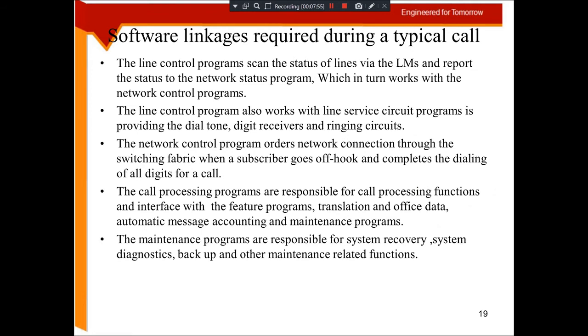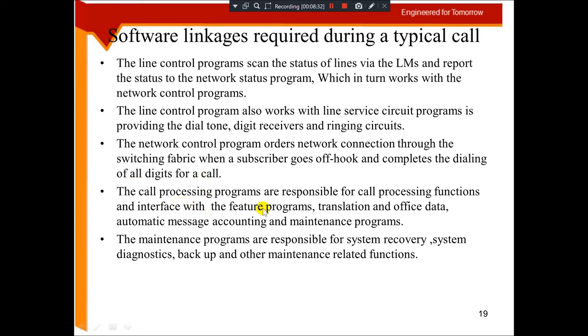Fine. So, the software linkages for typical calls. What are the software linkages required for establishing a call, which we are going to discuss now? The line control program scans the status of the line via a line module and reports the status to the network status program, which in turn works with the network control program. The line control program also works with the line service circuit program. It provides the dial tone, digit receiver, and ringing circuit. The network control program orders the network connection through the switching fabric when the subscriber goes off-hook and completes the dial tone and all the digits of the call.